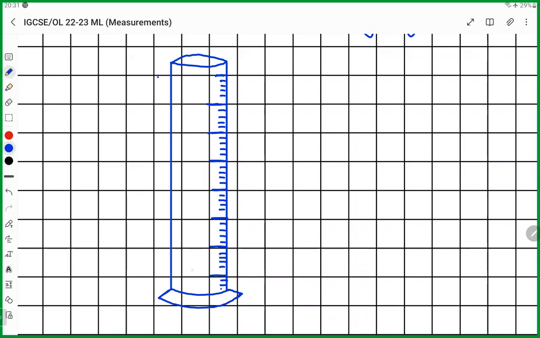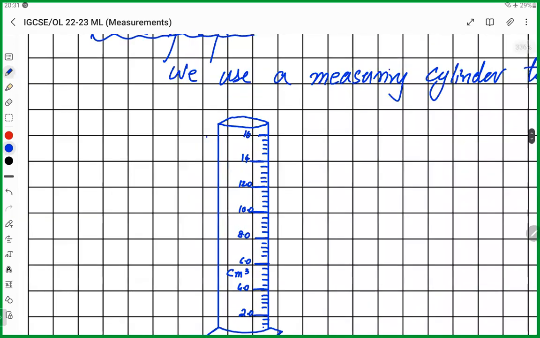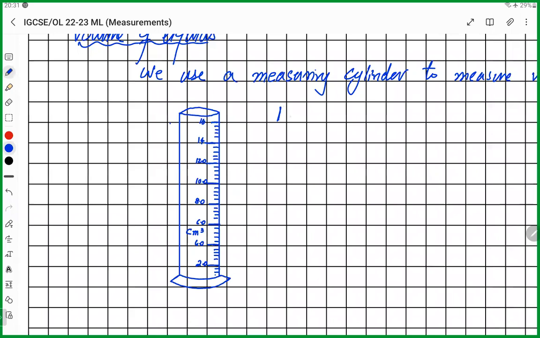So this is 2.0, 4.0, 6.0, 8.0, 10.0, 12.0, 14.0, and 16.0. And remember, these readings are always in centimeter cube. And one more thing that you have to remember, not very useful for IGCSE, but 1 centimeter cube is also equal to 1 milliliter.